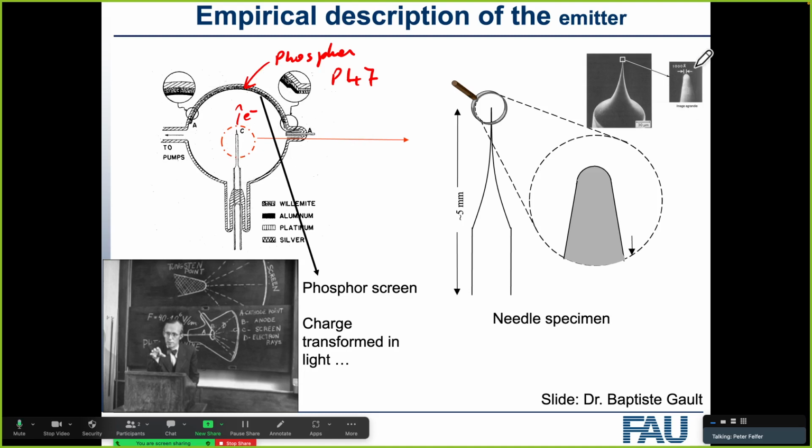And if you look at the emitter, it's a very simple model. Essentially we have a hemisphere on a cone. If you look at that in detail, it's not exactly true. You might be able to discern that there are some flatter parts and some rounder parts. So it's not exactly a hemisphere, but it's fairly close. And so that's the so-called tip on cone model. And that's not a bad model.